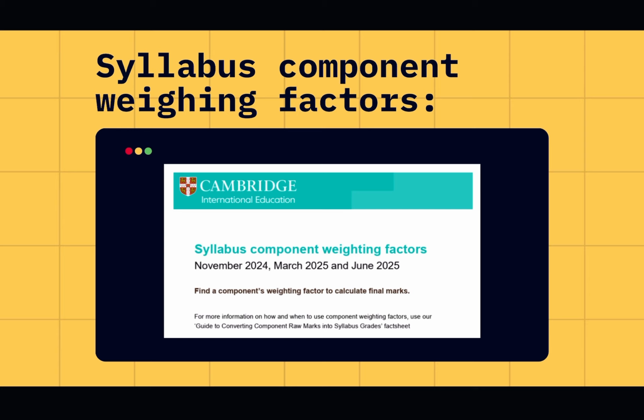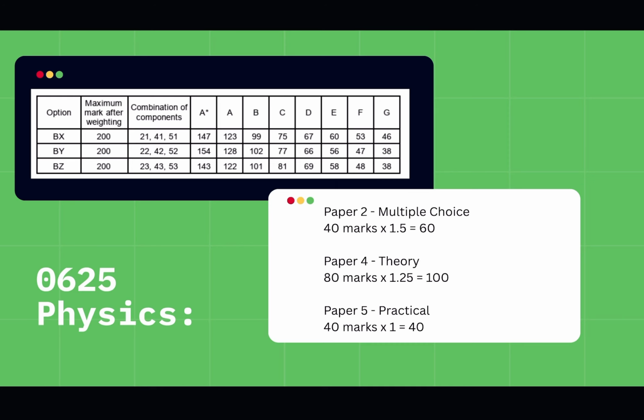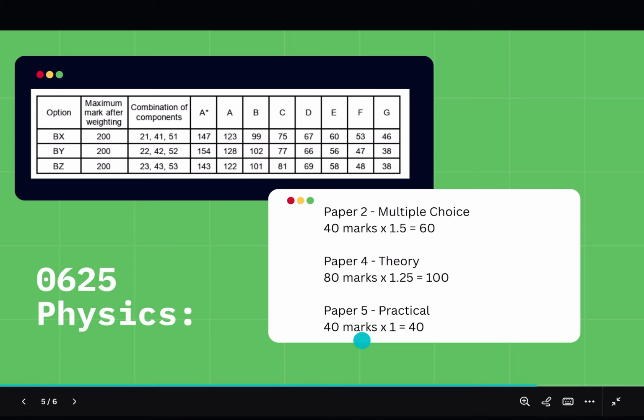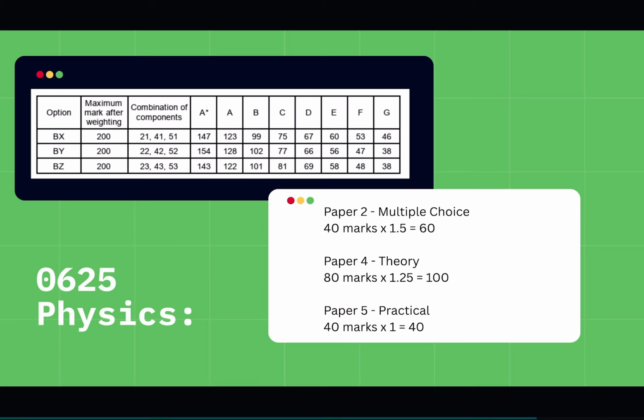There's something known as a syllabus component weighing factor, and this document is also available on the Cambridge website for every single subject. And we're going to use this to calculate our final marks. So let's take an actual example. We're still looking at IGCSE physics. Usually you do 3 papers, whether you do core or extended, but I'm looking at the extended version. So what you see over here, the 40 marks, 80 marks, and 40 marks, these are called the raw marks. You're done writing your paper, they've been shipped, the examiners mark them, and they give you what you call your raw mark.